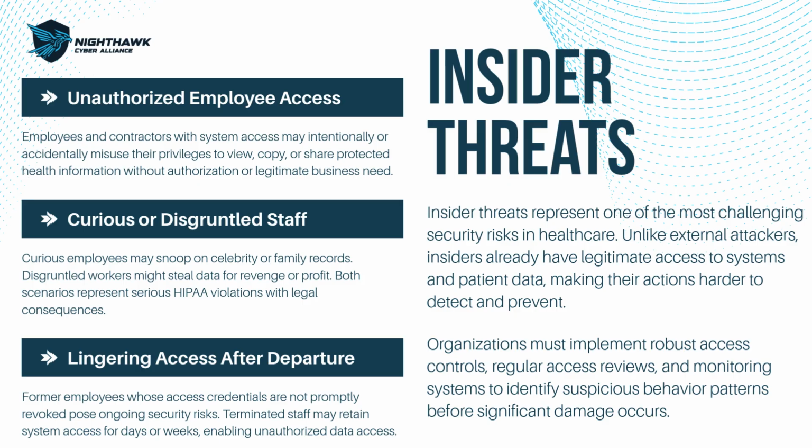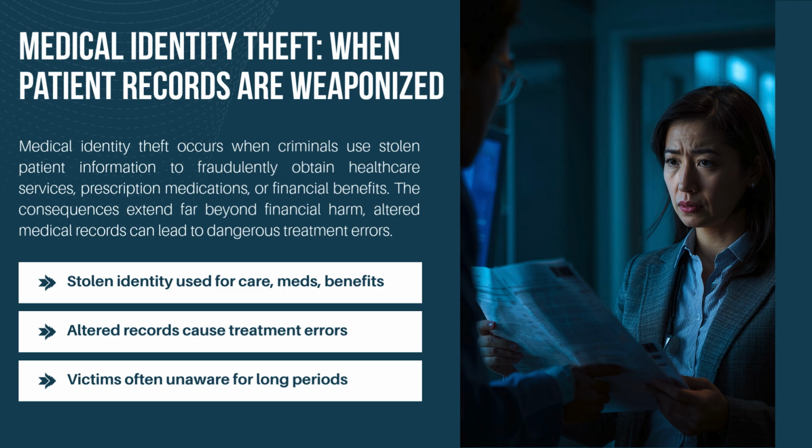Medical identity theft occurs when criminals use stolen patient information to fraudulently obtain healthcare services, prescription medications, or financial benefits. The consequences go far beyond financial harm. When a criminal uses stolen PHI to receive care under someone else's identity, the victim's medical record gets altered, and those altered records can lead to dangerous treatment errors for the real patient down the line. Victims are often unaware for months or even years that their identity has been used this way, which is part of what makes medical identity theft so damaging and so difficult to resolve.